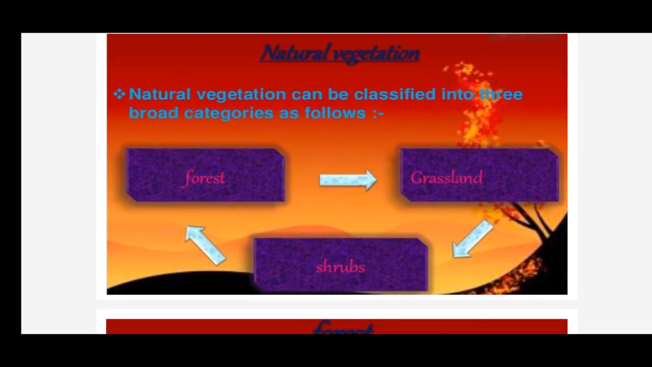As I told you, the type and thickness of natural vegetation varies from place to place because of the variation in these factors. Which factors do we discuss now? Temperature, moisture, thickness of soil and slope. Based on these factors, the thickness and type of natural vegetation also vary. So natural vegetation is generally classified into broadly three categories: forests, shrubs, and grasslands. Again I repeat, forests, grasslands and shrubs. Let's discuss them in detail.